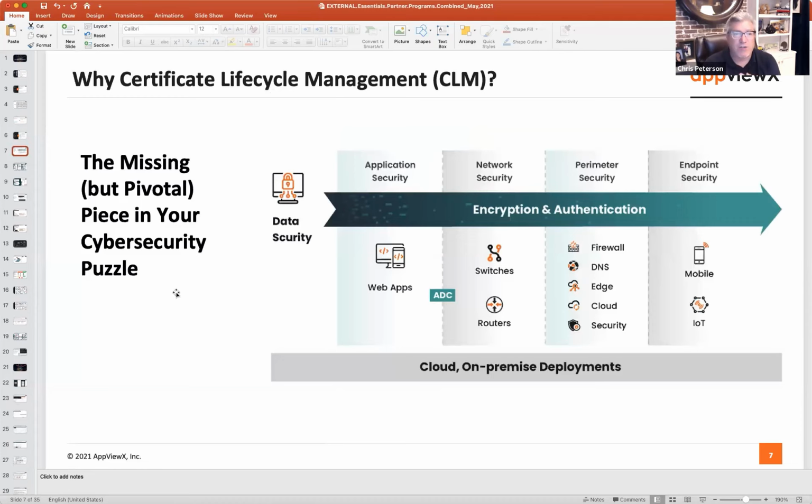So why certificate lifecycle management? It's really a missing but pivotal piece in your cybersecurity puzzle. So as you talk to your customers traditionally about identity and access management, I believe you can start a conversation now around machine identities and why those are important. And they are very important given the recent hacks that we've seen in customers' networks that have taken advantage of certificates.